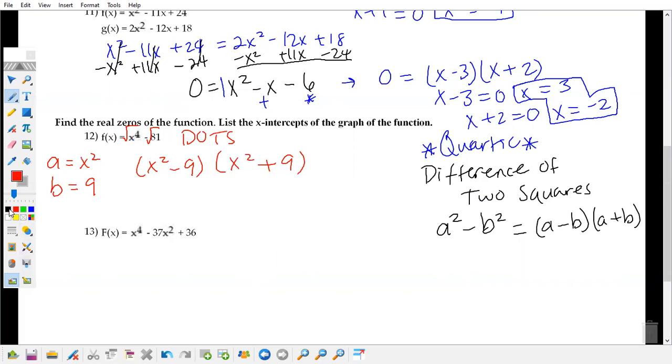With the quadratic formula, what happens? As long as you know that your b is 0.